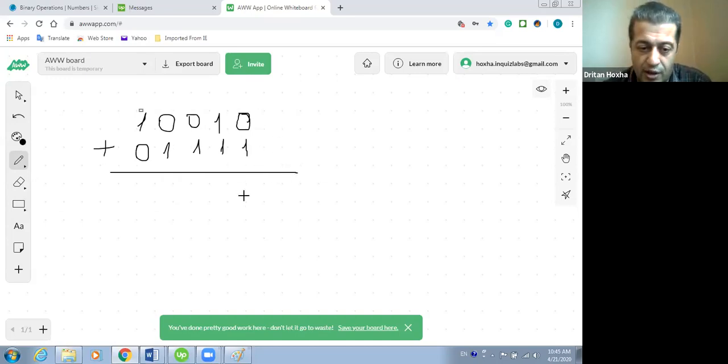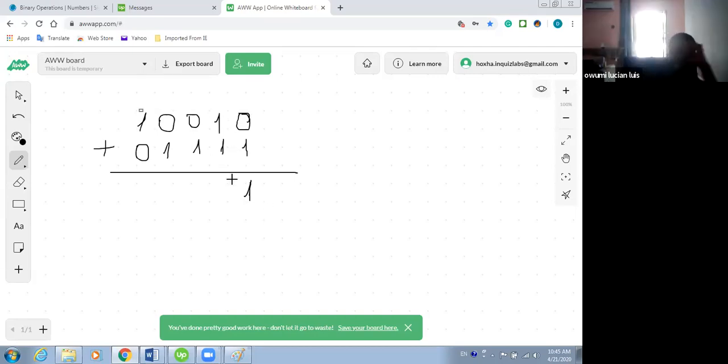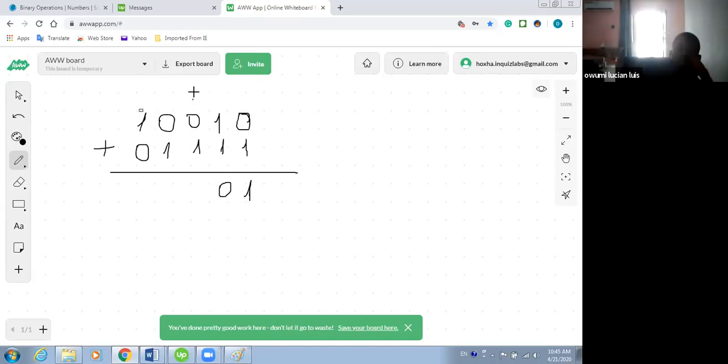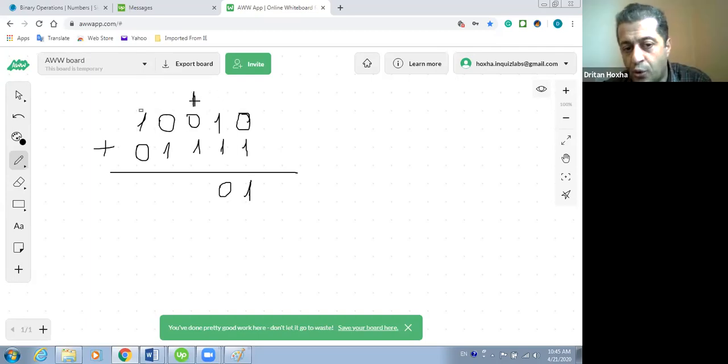0 plus 1 is 1. But 1 plus 1, it is 2. We cannot write 2 here. We should write 0, and we carry 1 to the next position, which is of a higher order. So we have now 1 plus 1. It is again 2, but we write 0 and we carry another 1 here.